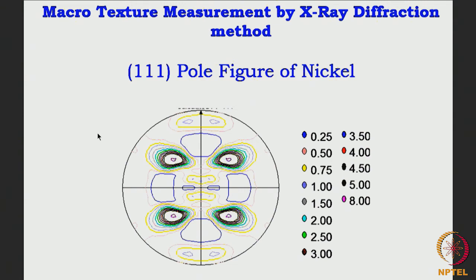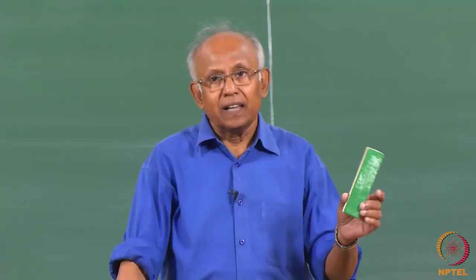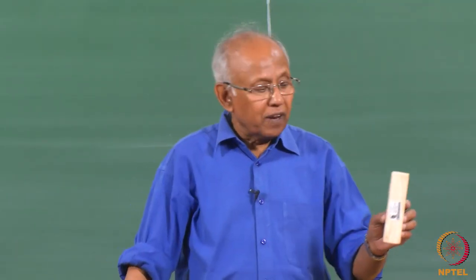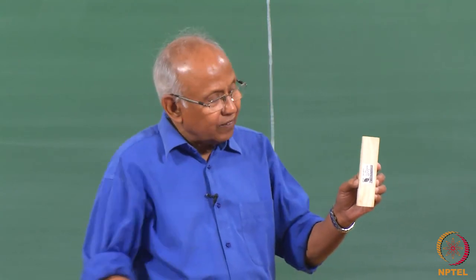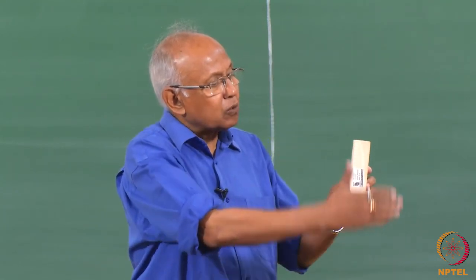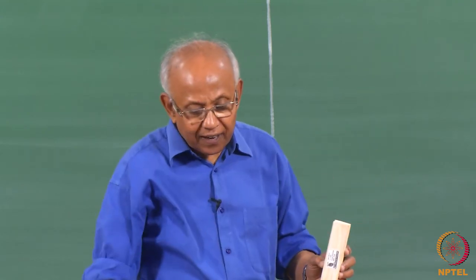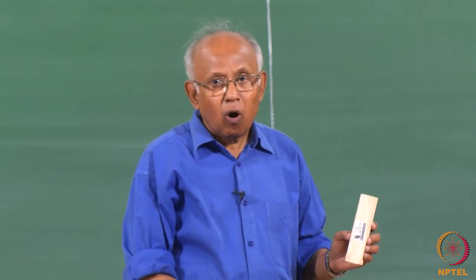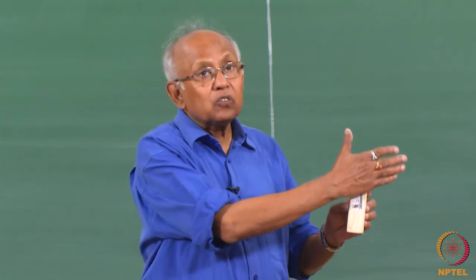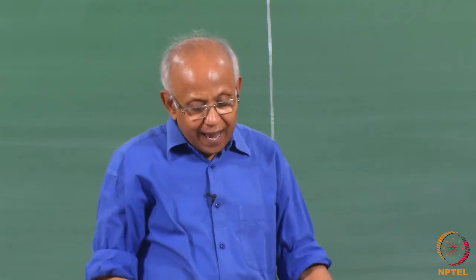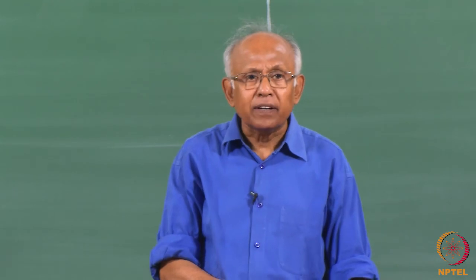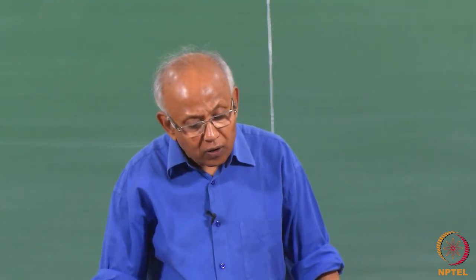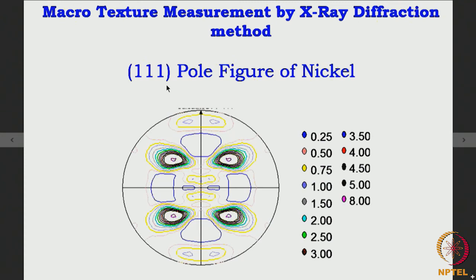Now, please remember that this pole figure was drawn by taking the projection plane parallel to the original specimen position. So, if the original specimen position is like this, the projection plane is parallel to this. So, this pole figure has been taken on a projection plane which is parallel to the specimen surface. And what type of poles have been plotted? These are the 1-1-1 type of poles which have been plotted.